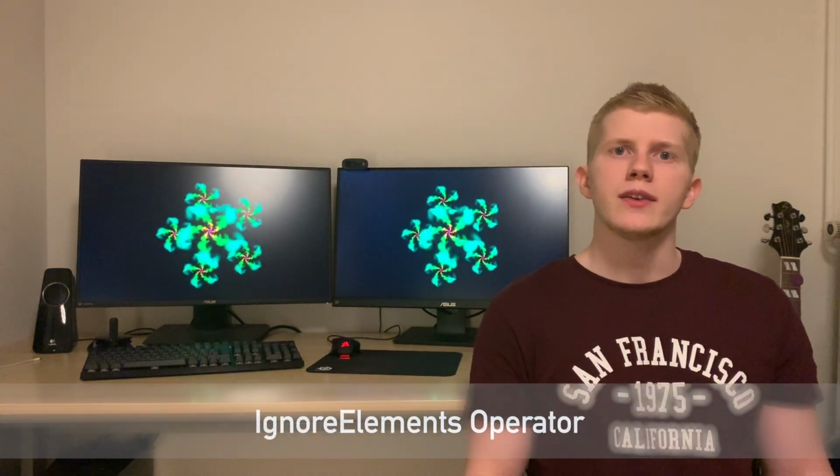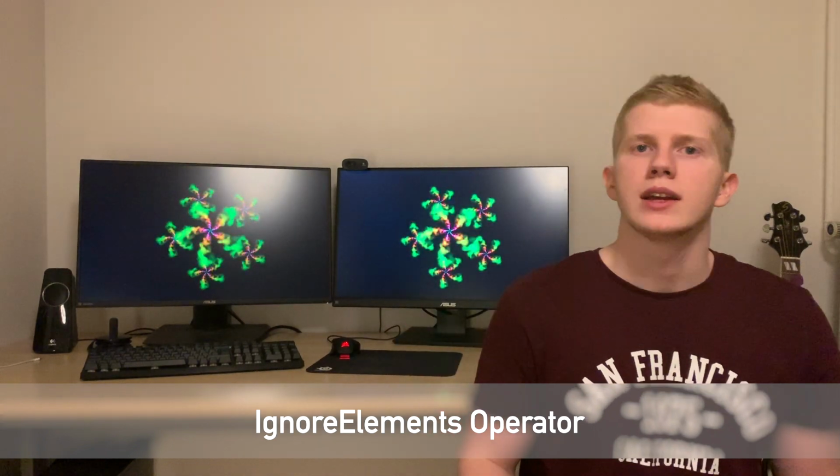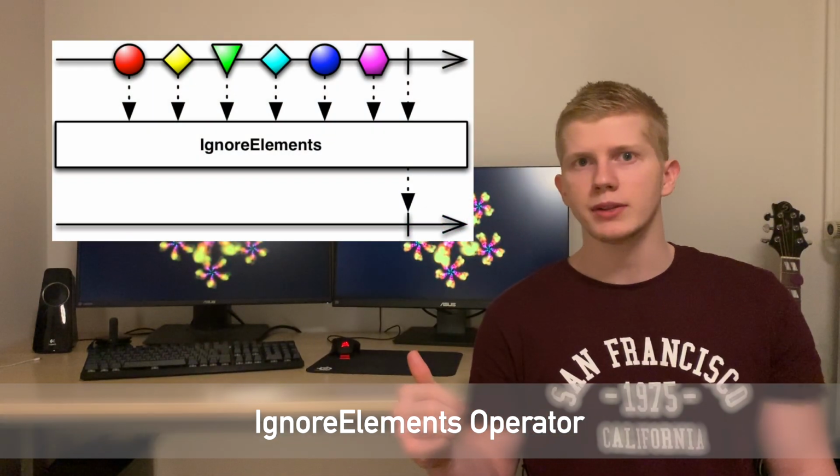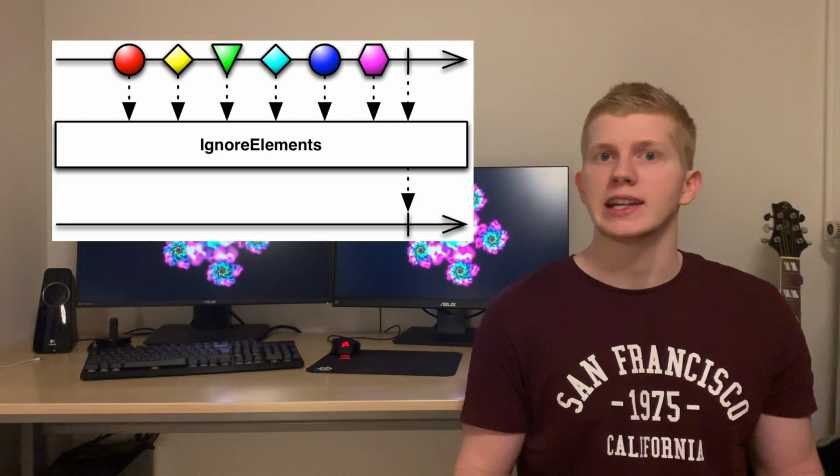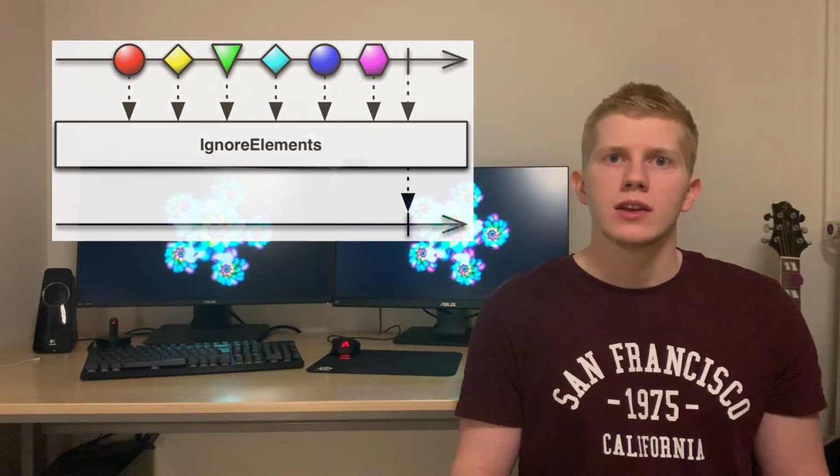Last but not least we have the ignore elements operator. As you can see from this marble diagram, all it does is that it ignores all next event elements. There isn't much more to it than that. The only thing that's allowed through are basically the stop events, as with all other filtering operators.